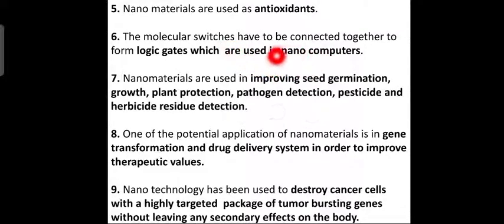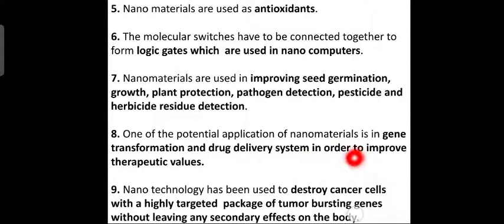Nanoparticles are used in nanocomputers as logic gates. The molecular switches have to be connected together to form logic gates, which are used in nanocomputers. Next one, nanomaterials are used to improve seed germination and growth, plant protection, pathogen detection, and pesticide and herbicide residue detection. Then they are also used in gene transformation, and in drug delivery systems to improve therapeutic values.